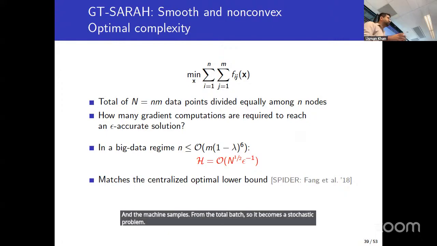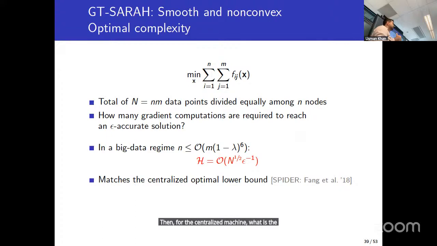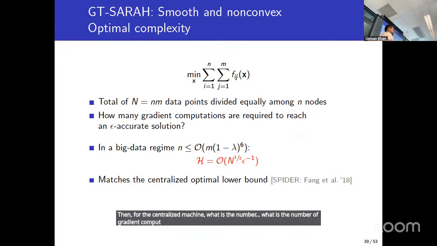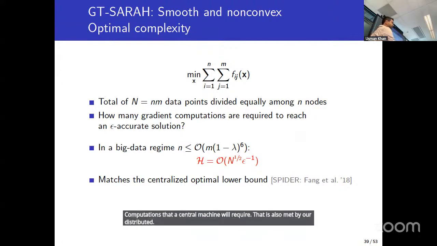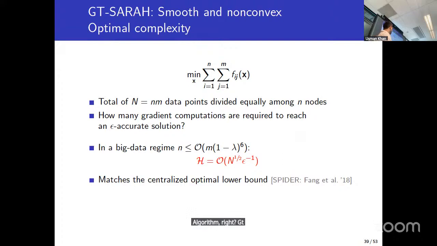Then for the centralized machine, what is the number of gradient computations required to achieve an epsilon accurate solution, right? This is the same number of computations that a central machine will require that is also met by our distributed algorithm, GT SARA, when n and m have a certain relationship. And we call this the big data regime.